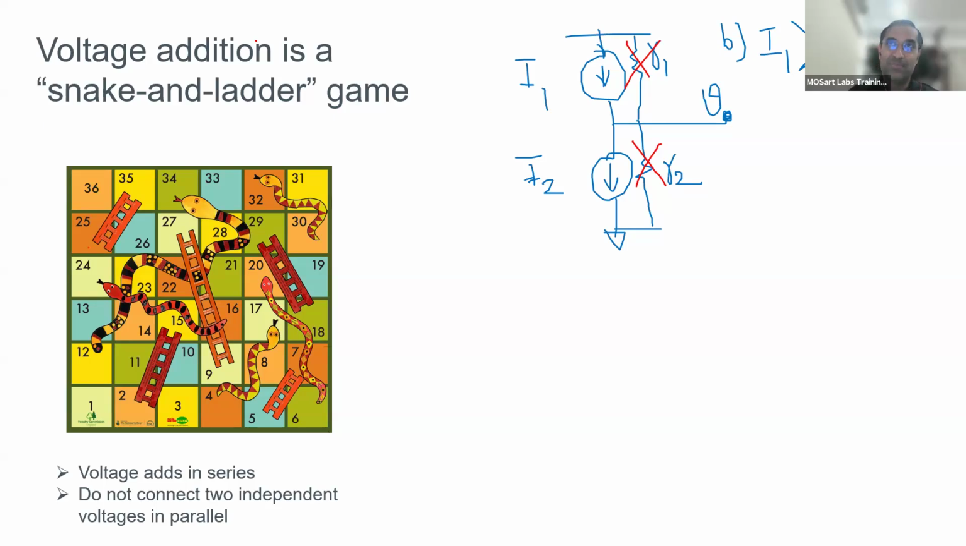You're partly right. What it will do is, I1 being the strongest thing, will pull VO close to supply. This will now go towards supply. Now I1 will stop working as a current source and it will supply only I2, because the bottom side can only accept I2.